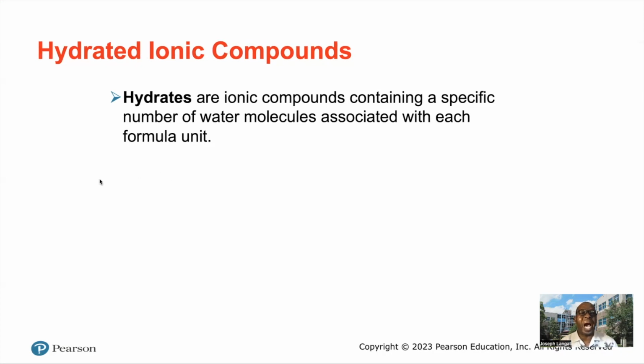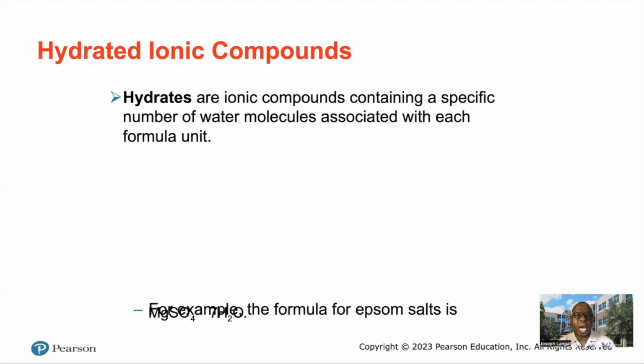We call them hydrates. Hydrates are ionic compounds. Yes, they are ionic compounds. There is a metal and a non-metal, or there is a metal and a polyatomic ion, with some specific number of what? Specific number of molecules associated with each formula unit. We call those hydrates.